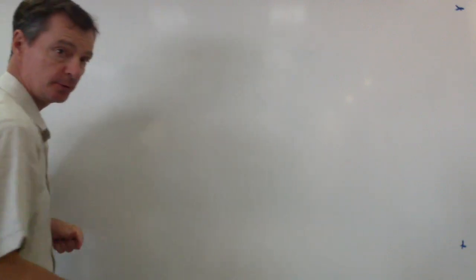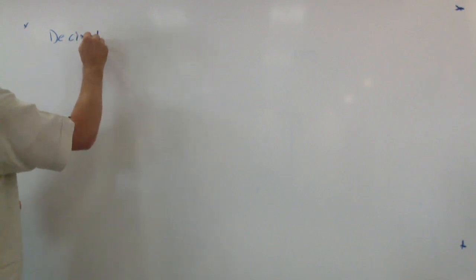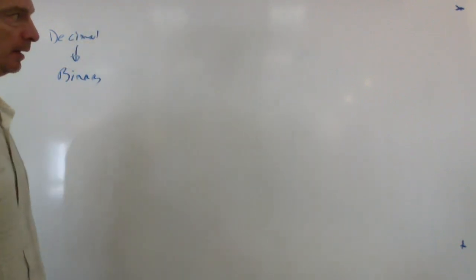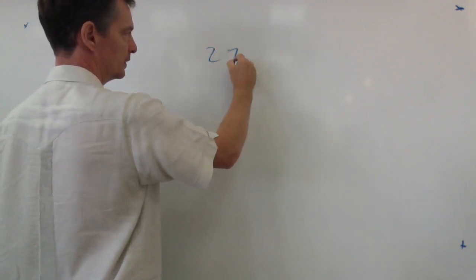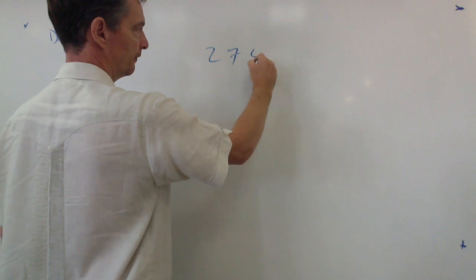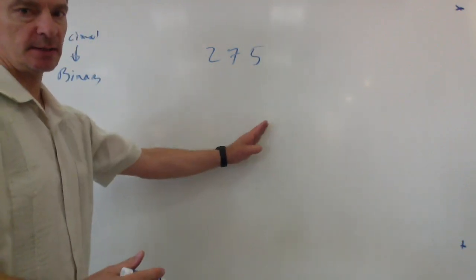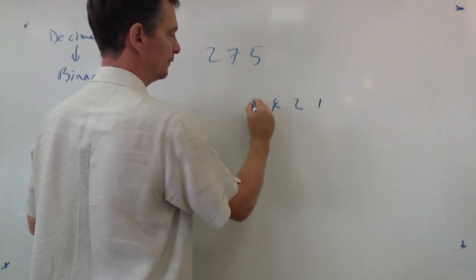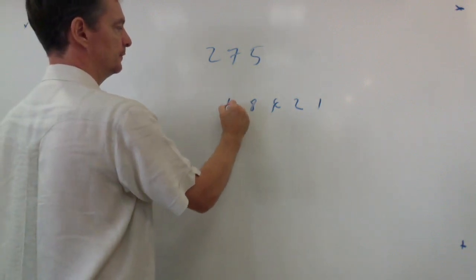Next, the other way around, decimal to binary. And we'll do 275. So what you need to do here is remind yourself of what the places are that you can work with in binary. Ones. Again, going up by 2 times each place.